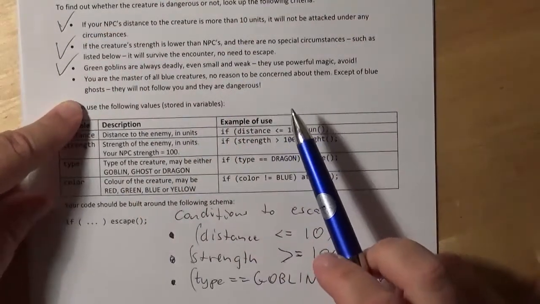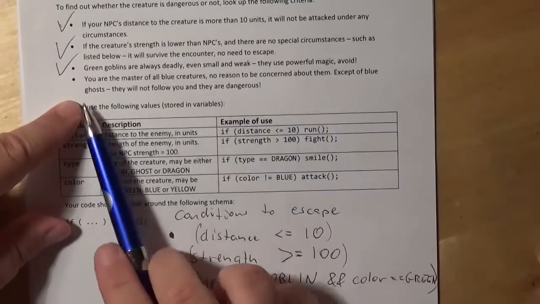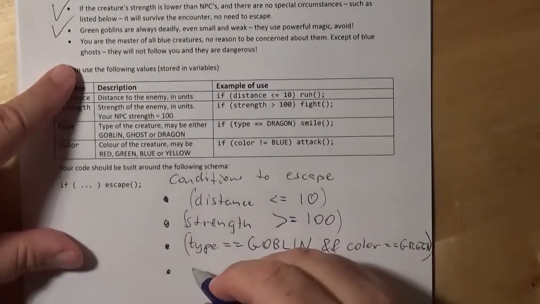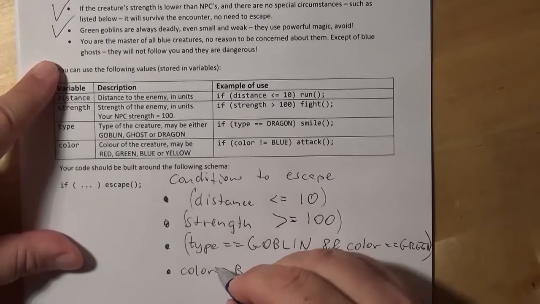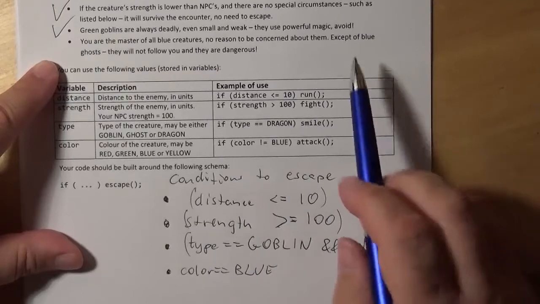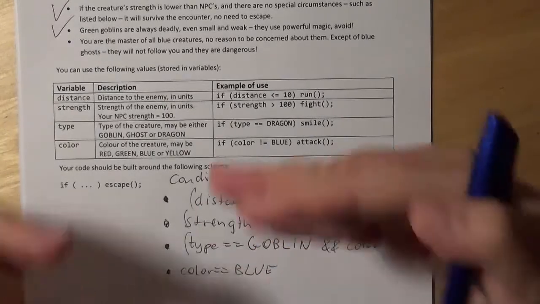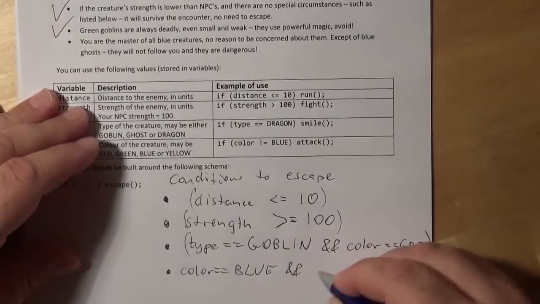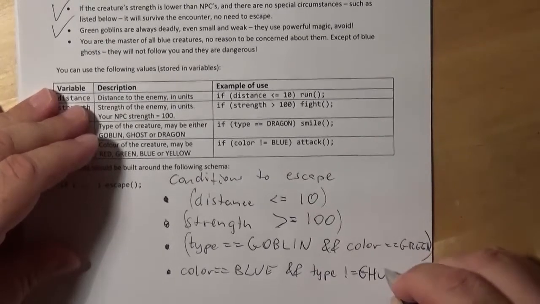Let's have a look at the condition number 4. You are the master of all blue creatures except of blue ghosts. Okay, so let's make a note about it. Blue creatures, so color is, sorry, double equal sign. Color is blue. Okay, except of the ghosts. So I would say that something must be blue and must not be a ghost. So, and type not equal to ghost.